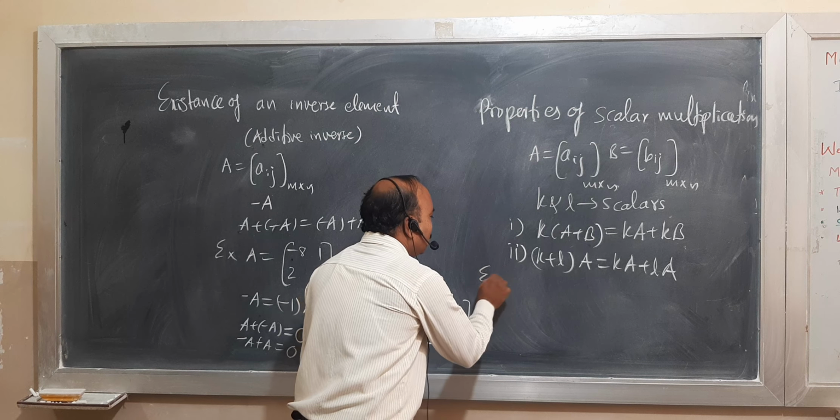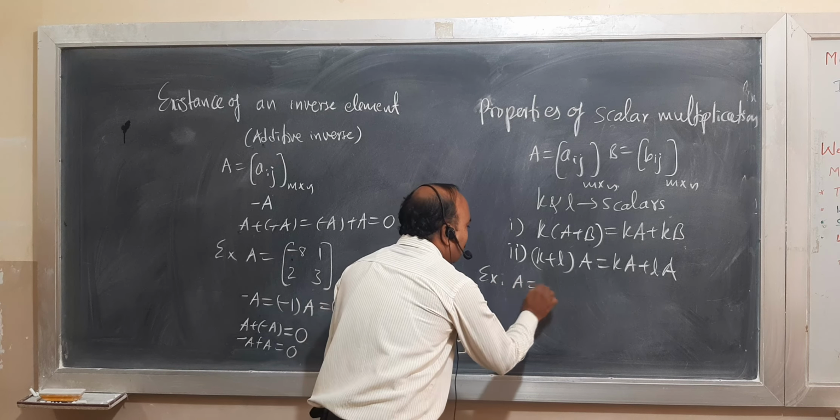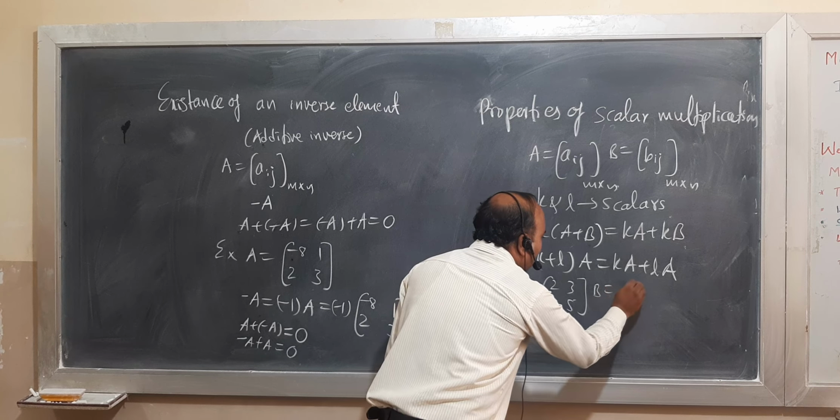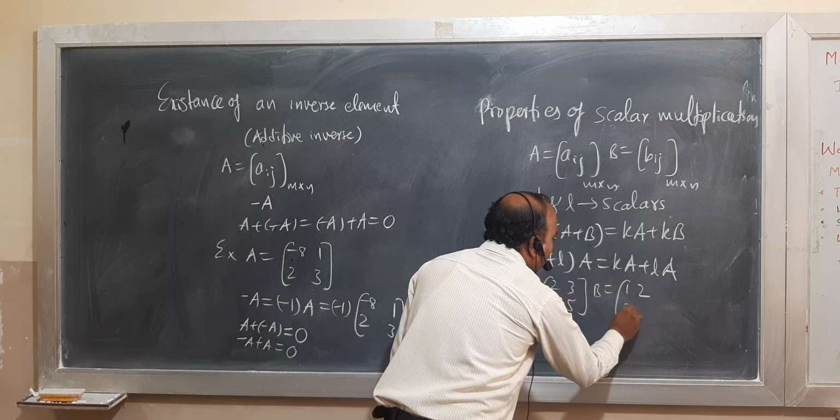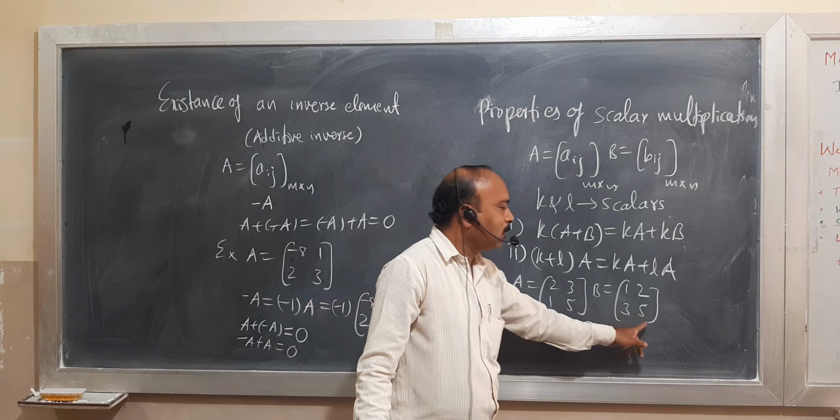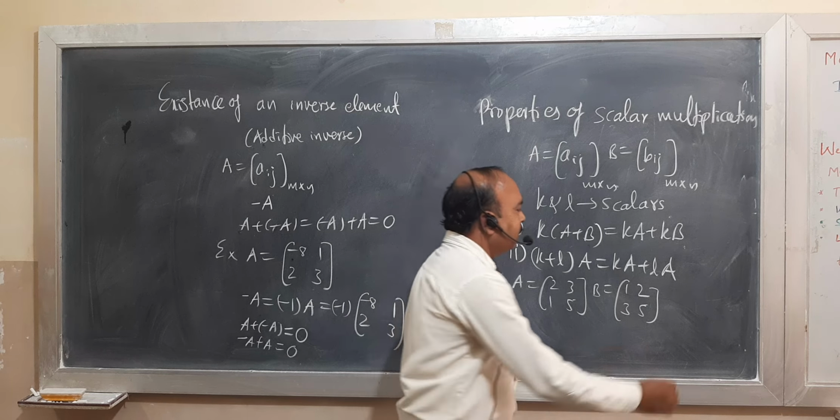For example, if you consider A equal to 2, 3, 1, 5, B equal to 1, 2, 3, 5, these are two given matrices of the same order. And if you consider k equal to 2 and l equal to 4, these are two scalars. Now we check the two properties by using these two matrices and these two scalars.